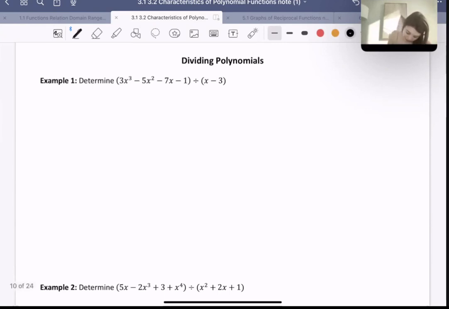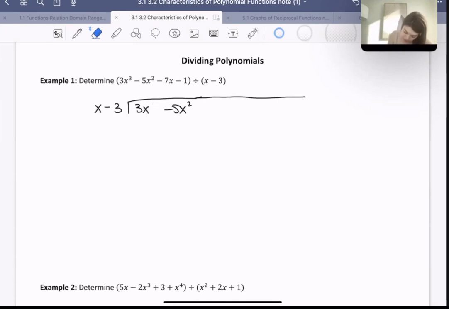So here we're going to have x minus 3 out here, and then in our division, we're going to have 3x cubed, not squared, 3x cubed minus 5x squared minus 7x minus 1. And actually, my division sign is too long, it turns out. There we go, that's better.